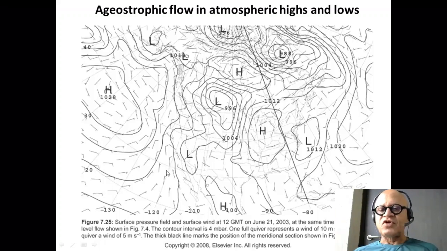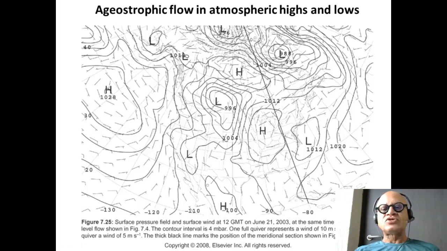We have already seen this, but we have now shown a blown up figure with lots of pressure lows and highs. So this is a low, low, high, low, high. So this is a good way to see where the ageostrophic flows happen, right? When you have high pressure, you call it a high. When you have low pressure, you call it a low.